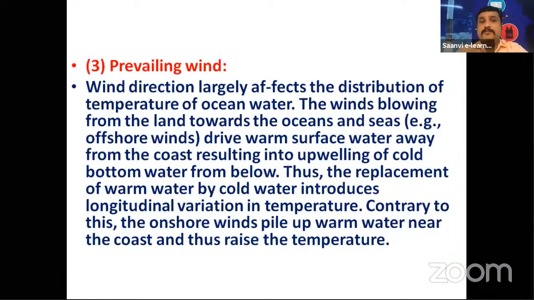And in the same way, the movement of the wind. Wind direction largely affects this, especially if you visit a coastal area, you can feel it. What is the climate of a coastal area? Somewhat cool wind we can see. Wind direction largely affects the distribution of the temperature of the ocean. The wind blowing from land towards the oceans and seas, we call offshore winds. They drive warm surface water away from the coast, resulting in upwelling of cold bottom water from below. Thus, the replacement of warm water by cold water introduces longitudinal variations in the temperature. Contrary, what happened to this?